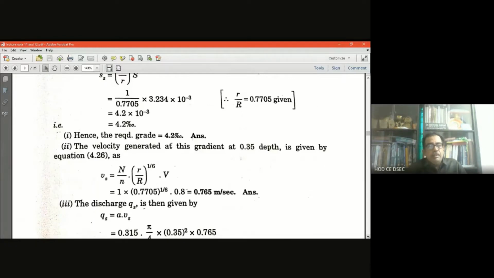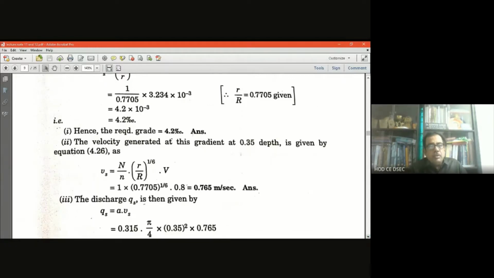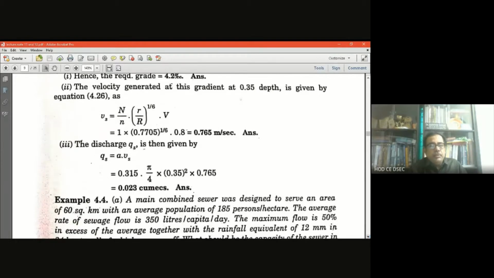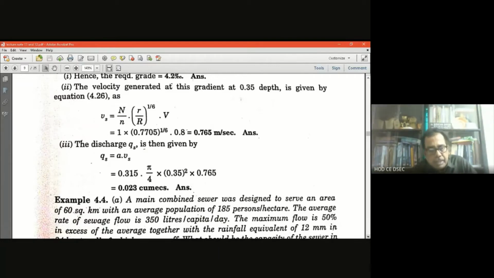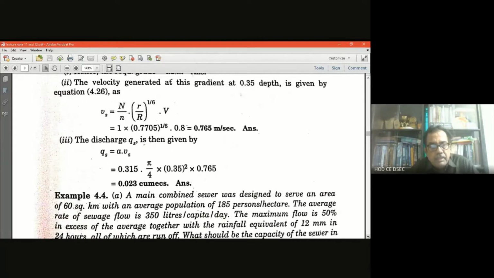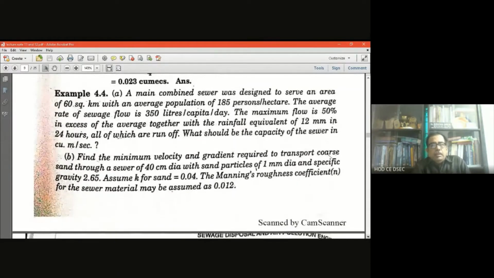Now what is Q? Next portion, obviously A into Vs. So A we know, 0.35 into capital A, because small a by capital A is given in the question. What is small a? 0.15 into the capital A, that we have just put, and corresponding to this 0.765 Vs, we have got the Qs as 0.023 cubic meter per second. So this is the thing. This problem, if it comes, can be tackled in this way. Now next question.